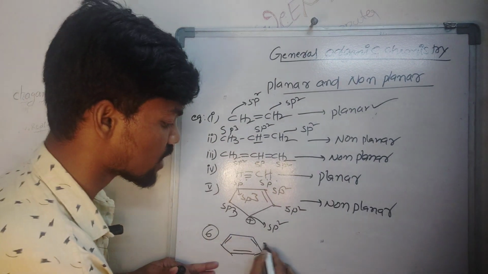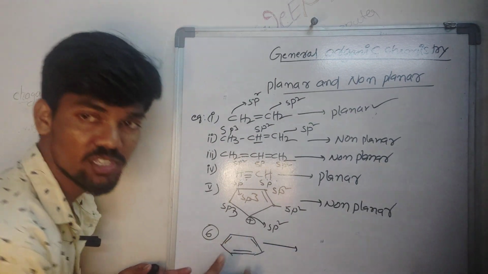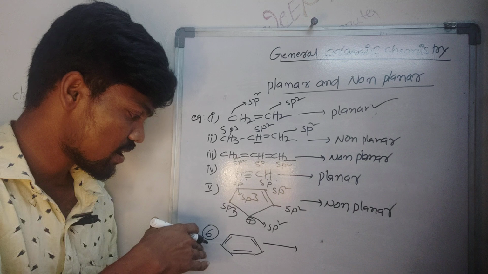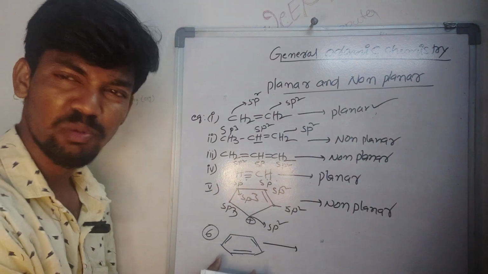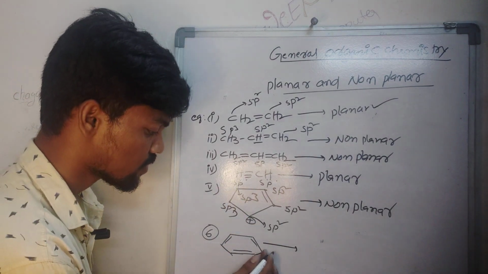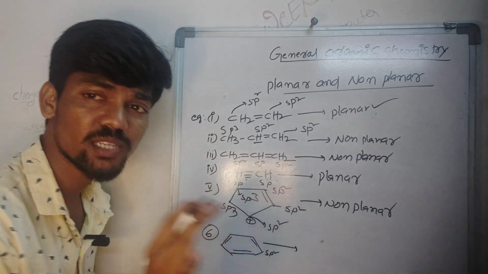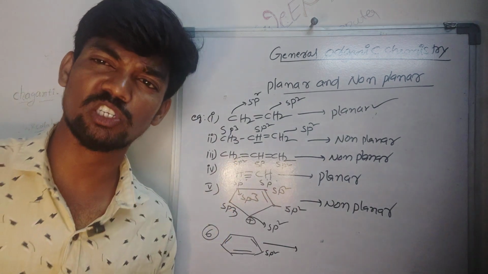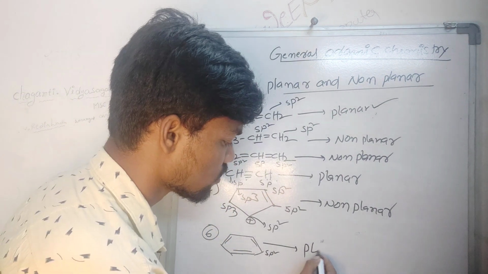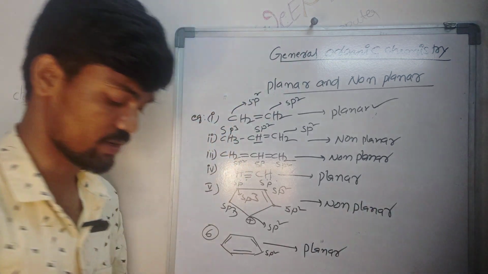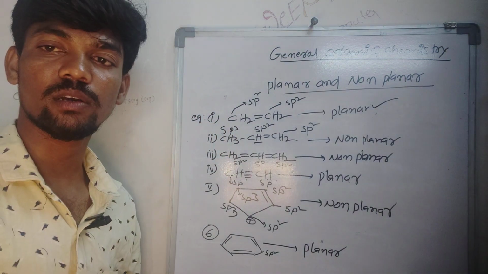Okay, coming to this point, what happens here? This is a benzene, you know. So if this is a benzene, what happens? All are sp2 carbons. It's a planar molecule. Okay, you are getting my point. Next, what happens here?